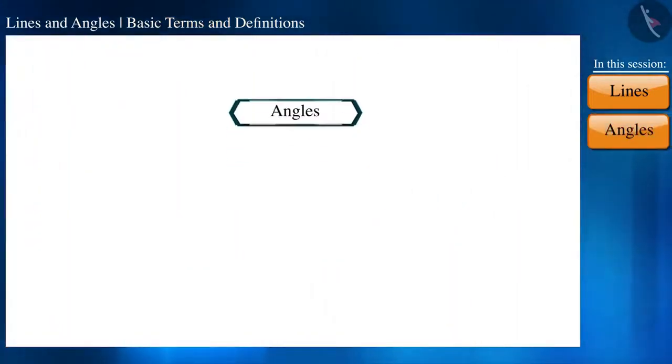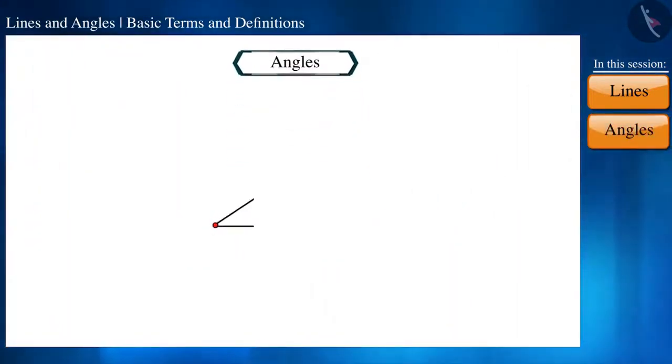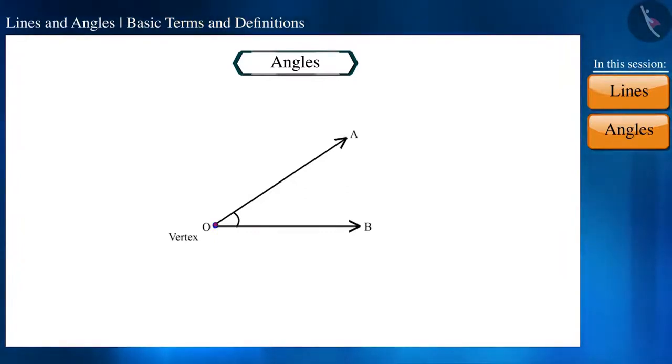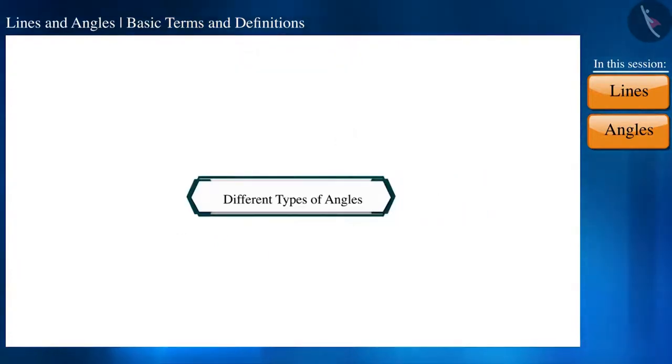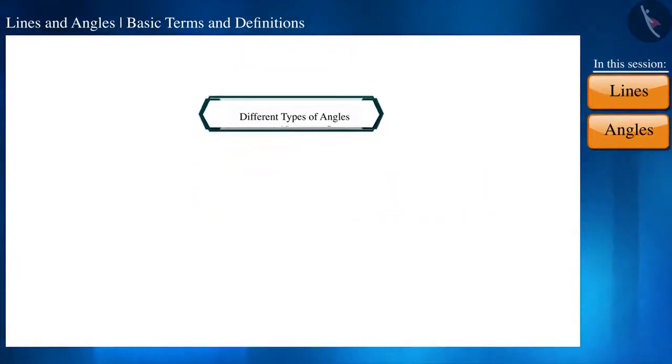Till now, we discussed lines. Moving ahead, let's discuss angles. If two rays arise from the same endpoint, then an angle is formed. We call this common endpoint the vertex of an angle, and the rays forming this angle are sides or arms. Friends, in the previous classes we studied about different types of angles.